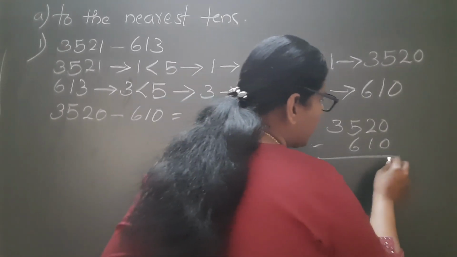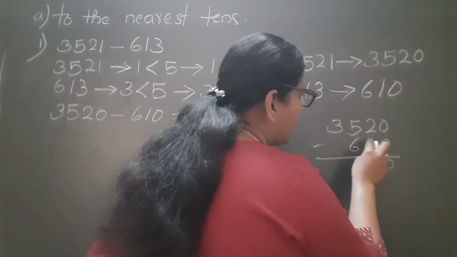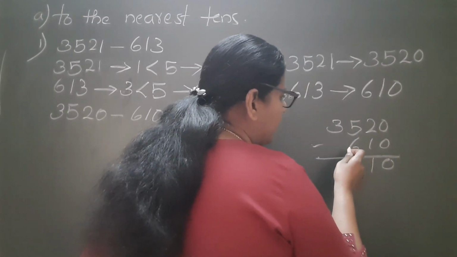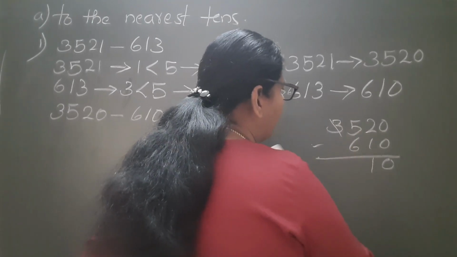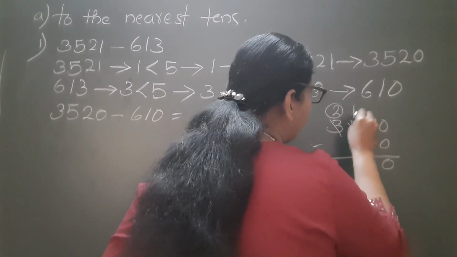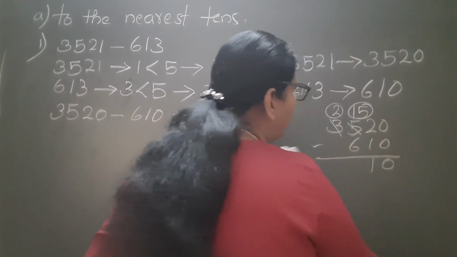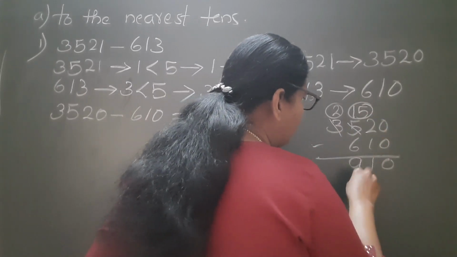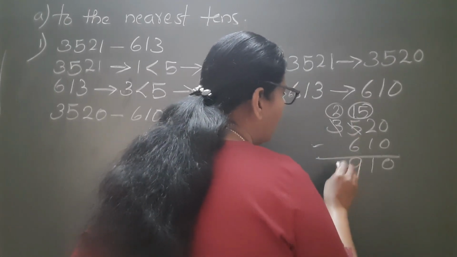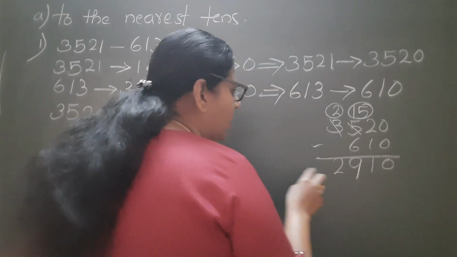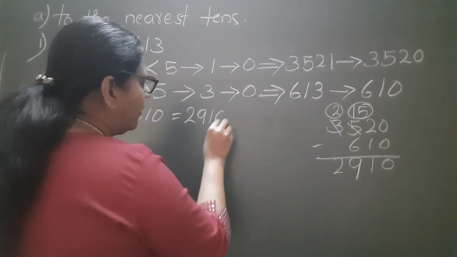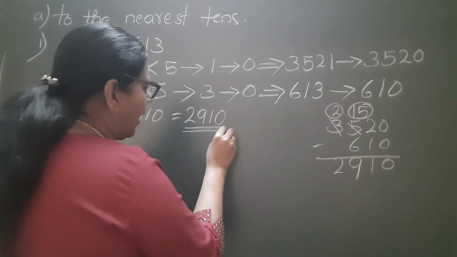0 minus 0 is equal to 0. 2 minus 1 is equal to 1. Now from 5 we cannot subtract 6, so we have to borrow from 3. 3 becomes 2 and this 5 becomes 15. Now 15 minus 6 is equal to 9. 2 minus, there is nothing, so 2 as it is. So we got the answer 2910. This is our answer.